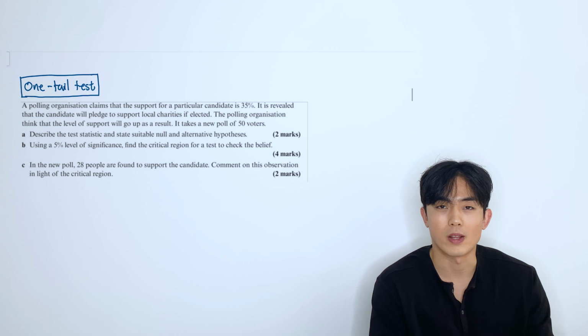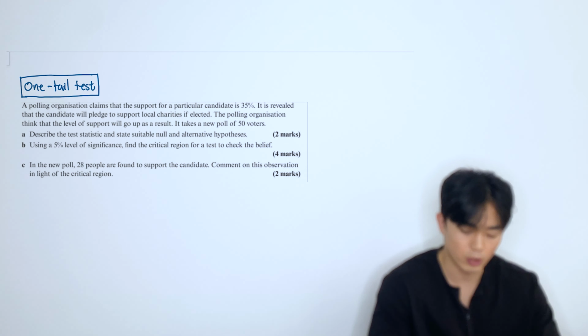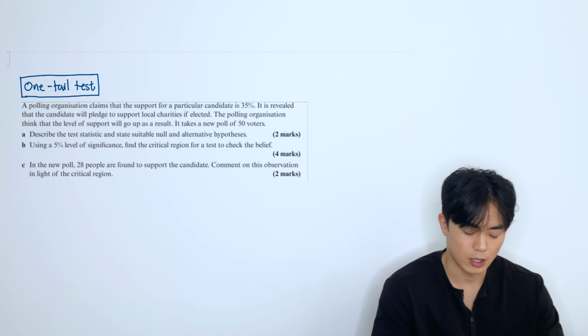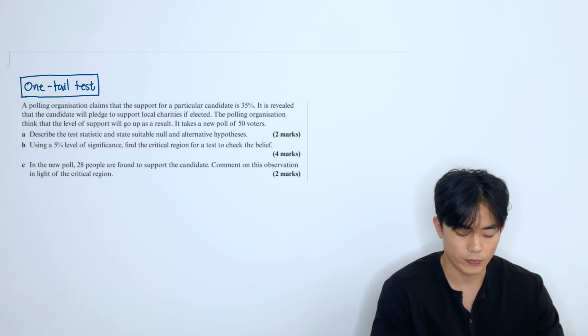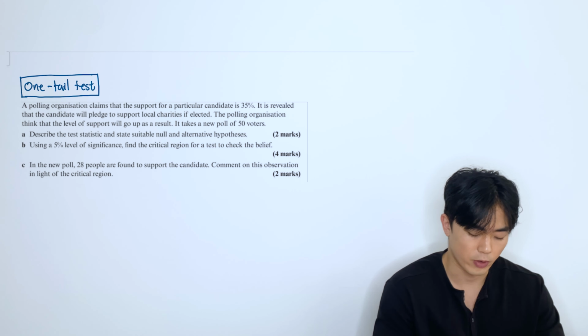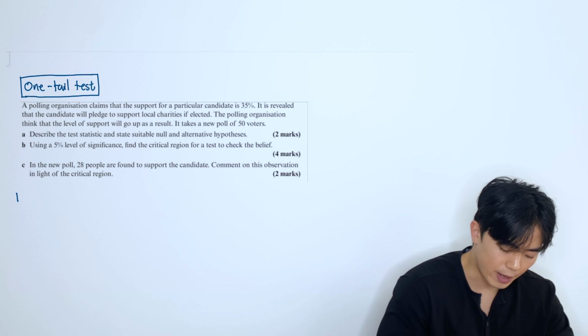Let's start off with a one-tailed test. So we have a polling organization that claims that the support for a particular candidate is 35%. It is revealed that the candidate will pledge to support local charities if elected. The polling organization thinks that the level of support will go up as a result. It takes a new poll of 50 voters. Describe the test statistic. So first things first, we're going to say let X equal to something.